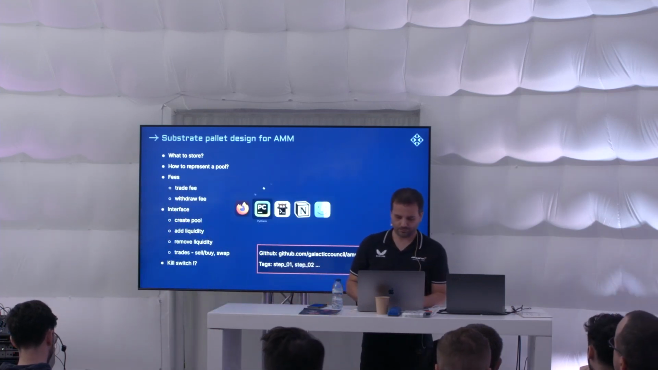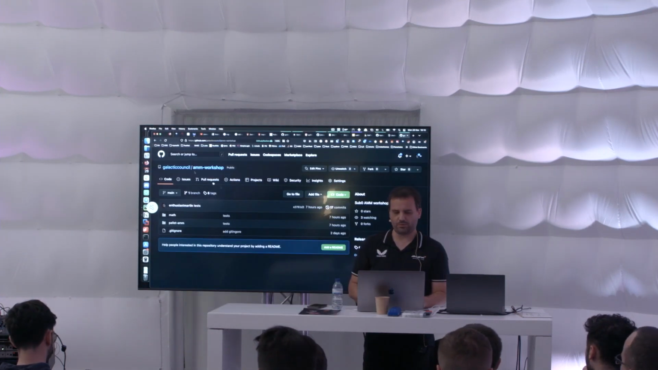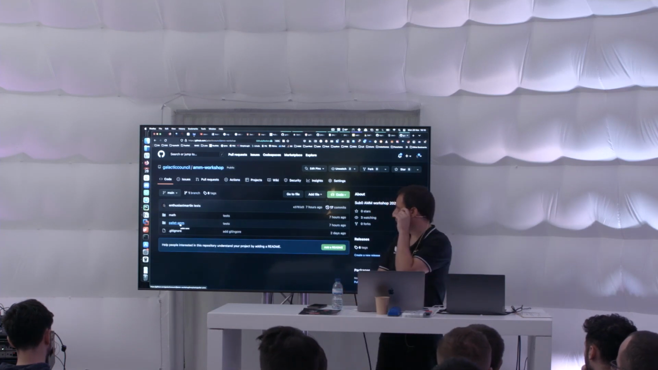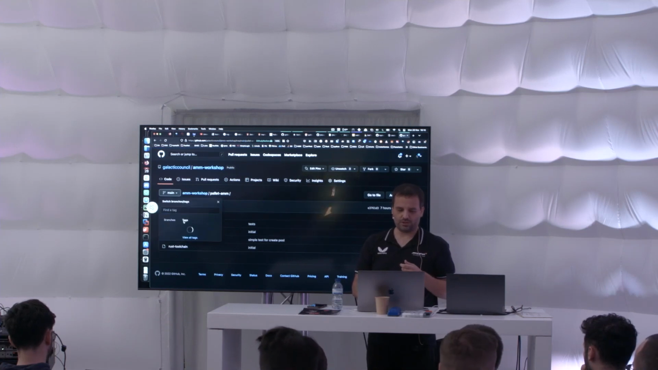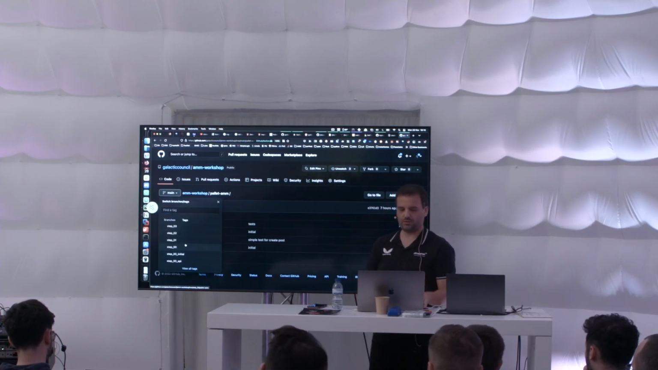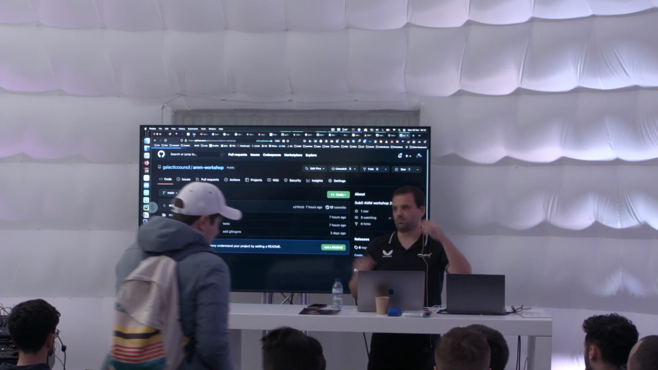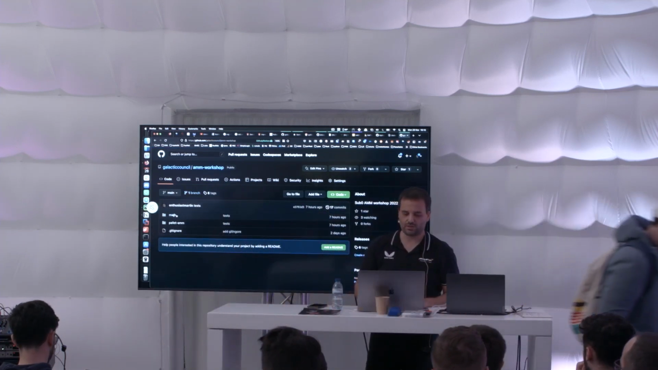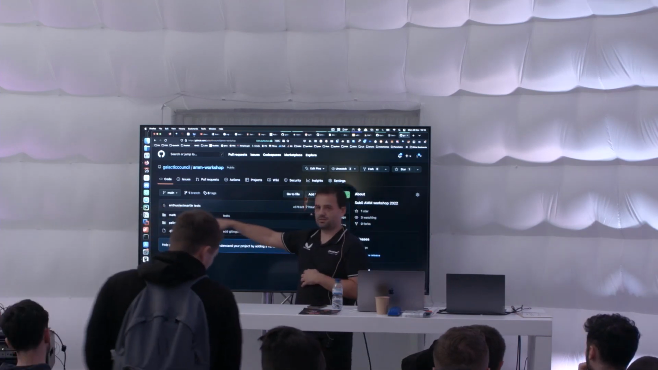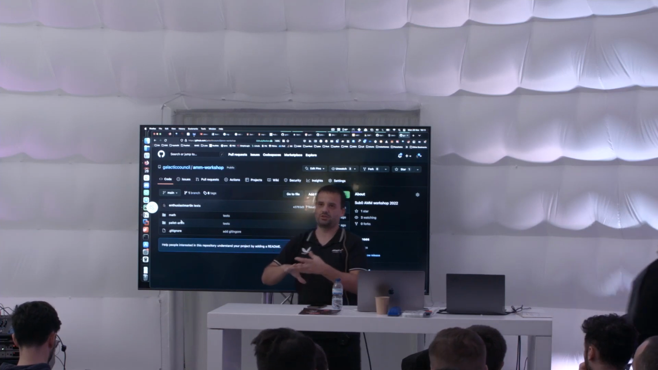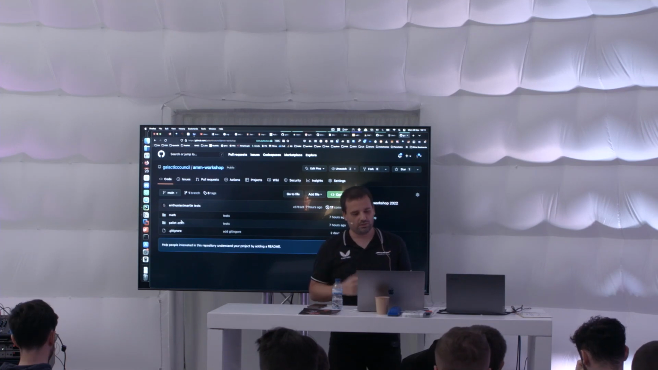So basically, in this repository here, we have the pallet AMM, and inside you can see all the tags here. Step 1, initial, and so on. So you can check out whichever step you want to look at, and then maybe even compare with the tags to see what's the difference. And then there is the math, which I will talk about shortly. It's basically divided: the implementation of the mathematical model is here, and the implementation of the pallet itself is over there.